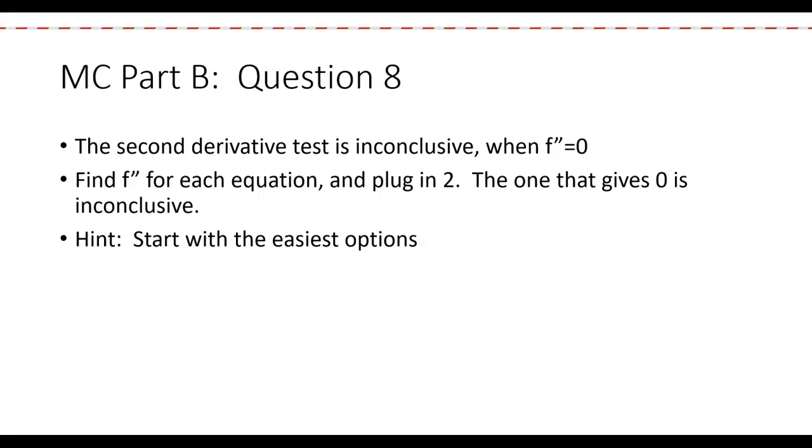The question is asking you in which of the equations given will the second derivative test be inconclusive? Well, the second derivative test is inconclusive anytime the second derivative is equal to 0. So what you're going to do is find the second derivative for each equation. Now, if I remember right, they give you the function, and then they give you the first derivative. So you need to find the second derivative yourself. Then you plug in the 2, and you see which one gives you 0. If it gives you 0, then the second derivative test is not conclusive.